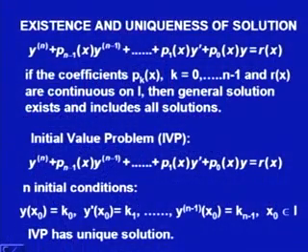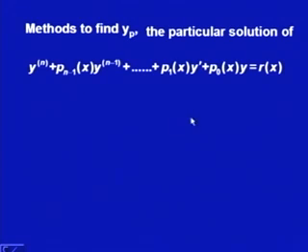So what have we learned? If the coefficients and the right hand side are continuous on some interval, then the general solution will exist for this equation, and the general solution, as we just learned, would be of the form y_h + y_p. If any initial conditions are known, then there would be a unique solution. So now we will learn how to find this y_p, the methods to find y_p, as we have done for finding the particular solution in the case of second order equations.